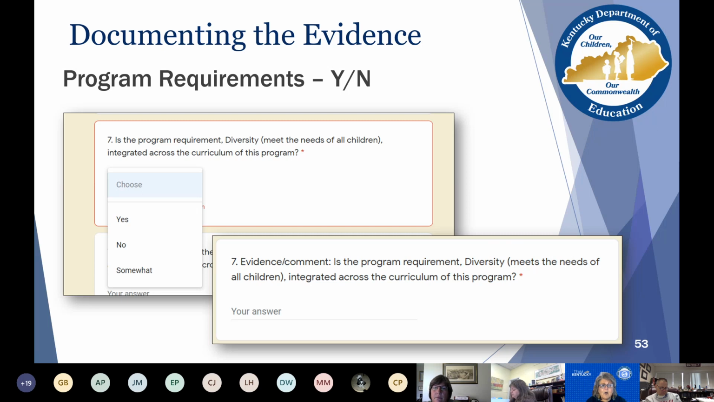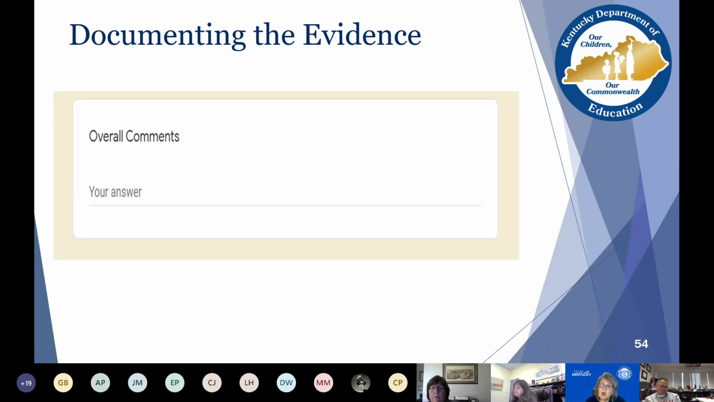The next section is the program requirements. And again, the same thing, it'll be repeated. So, is the program requirement diversity integrated across the curriculum? You'll answer it yes, no, or somewhat, and then a way to provide comments or evidence. And then you'll have each one of those repeated. And that's it. Then finally, you'll give your overall comments. So again, very, very simple.